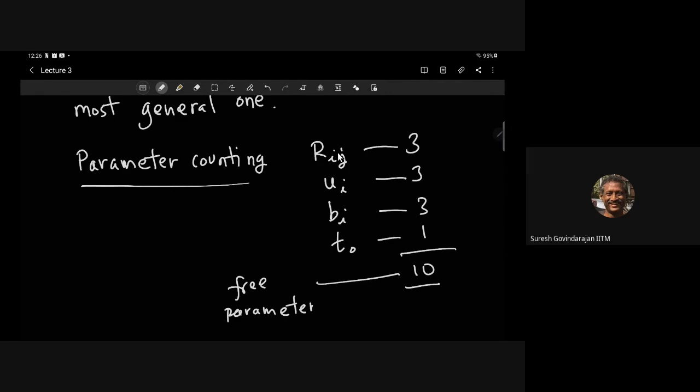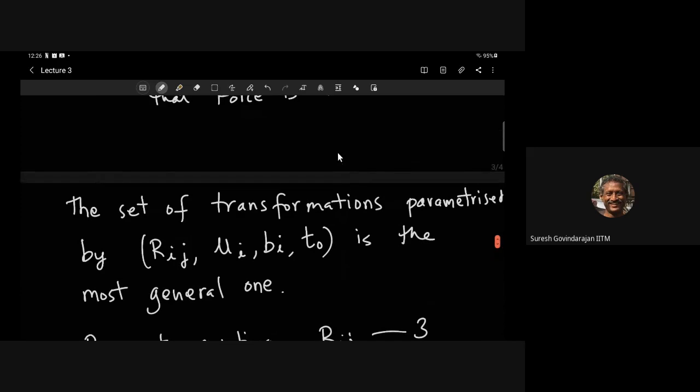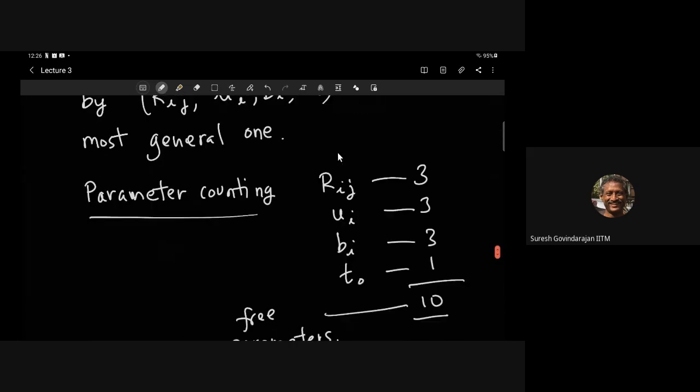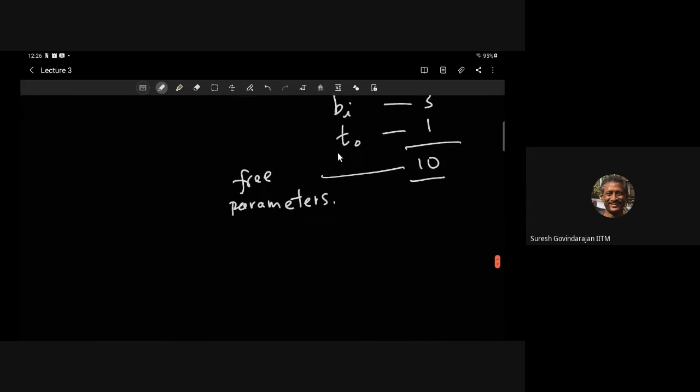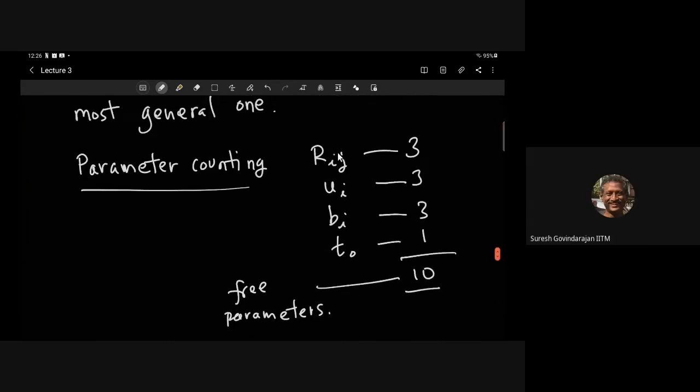And there are no more, is what I'm saying. Okay, so this is kind of very nice. And so this transformation has a name. Sir, Rij is a 3 cross 3 matrix, right? Yeah, but it's not an arbitrary matrix. It's a special orthogonal matrix.